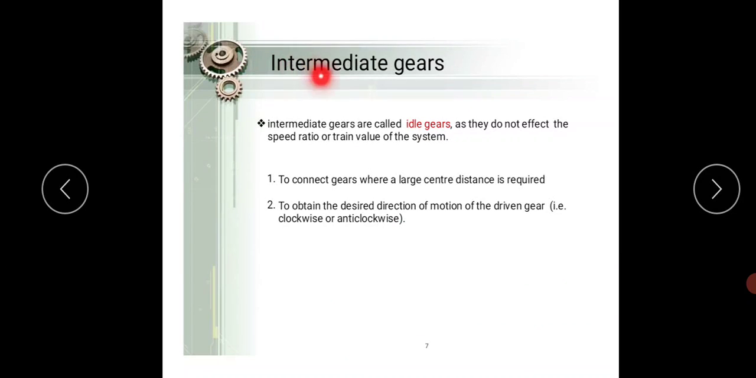Let's go to the next slide. We see about intermediate gears. What is meant by intermediate gears? The intermediate gears are called idle gears.